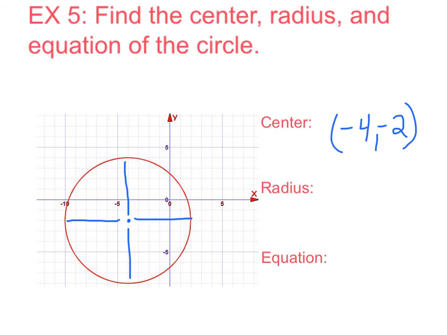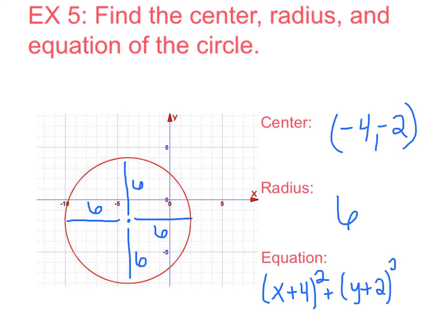So we have 1, 2, 3, 4, 5, 6 in each of the four directions. So it's equal, and the center is -4, -2. The radius is 6. Now the equation would be x plus 4 squared plus y plus 2 squared equal to 36.